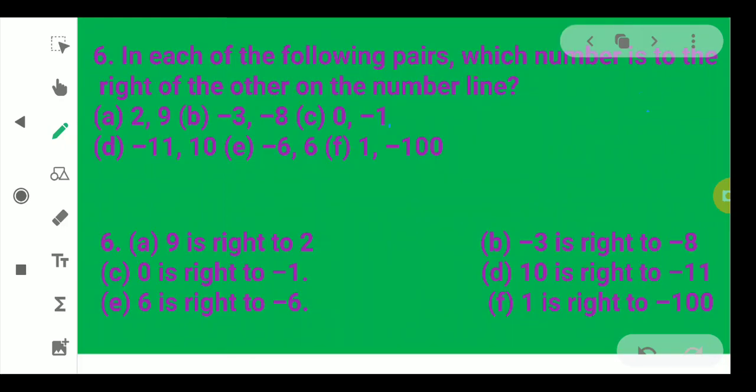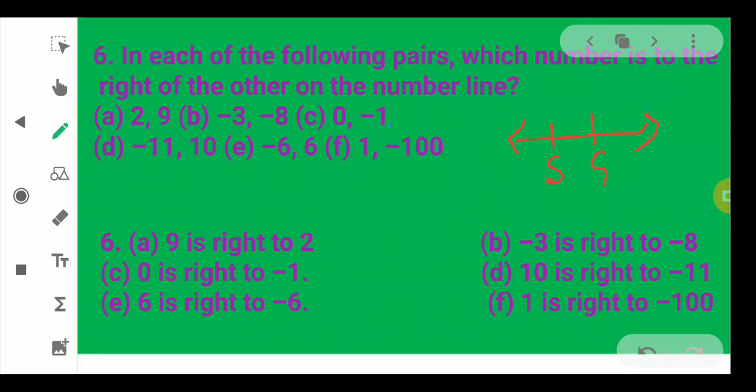Now next, in each of the following pairs, which number is on the right of the number line? Now we know that if we make a number line, the number which is greater is always on the right side of the smaller number. So G for greater, S for smaller. So the greater number is always on the right of the smaller number.